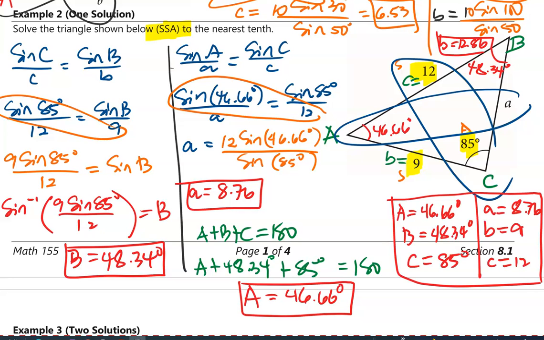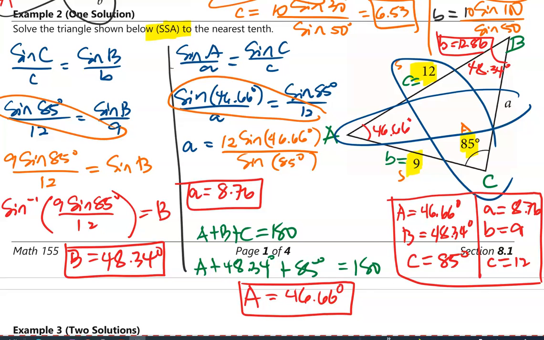These are the answers. The angles are A is equal to 46.66 degrees, B 48.34 degrees, C is equal to 85 degrees, and the sides A equals 8.76, B is equal to 9, and C is equal to 12.